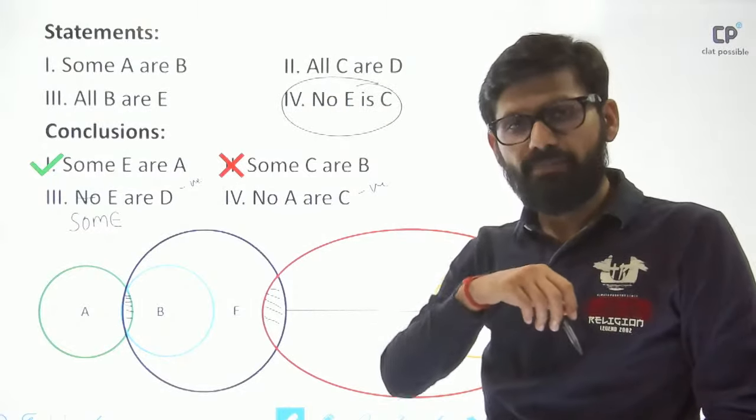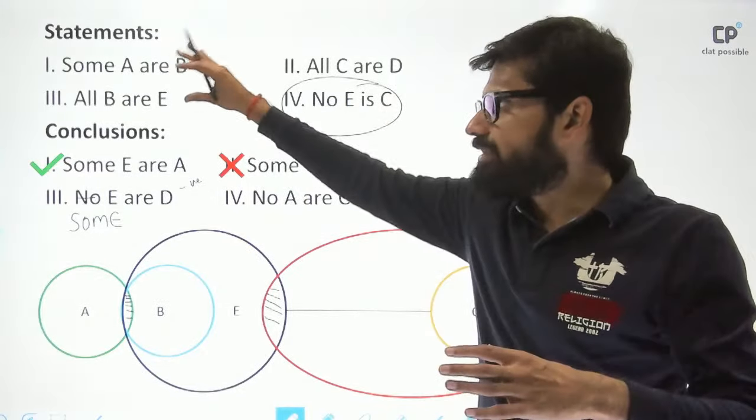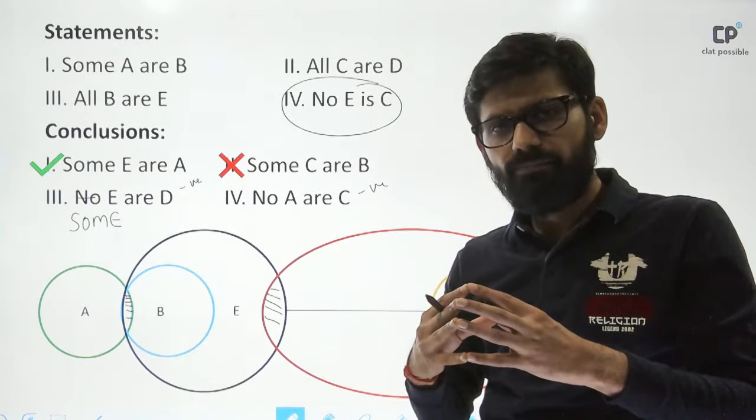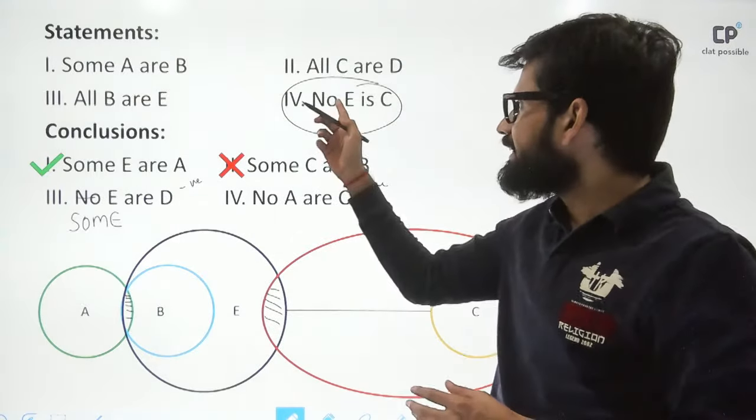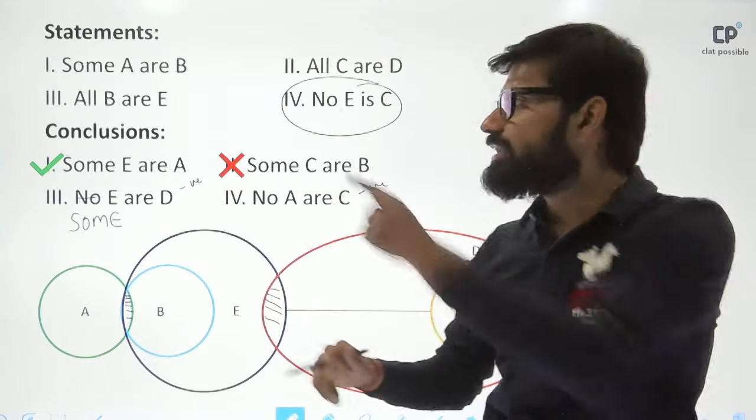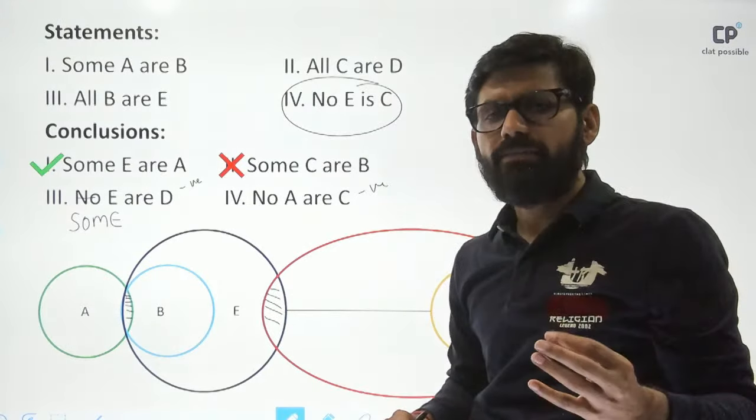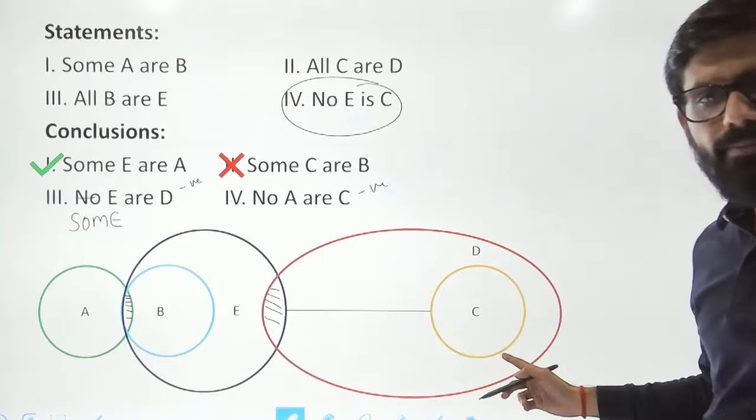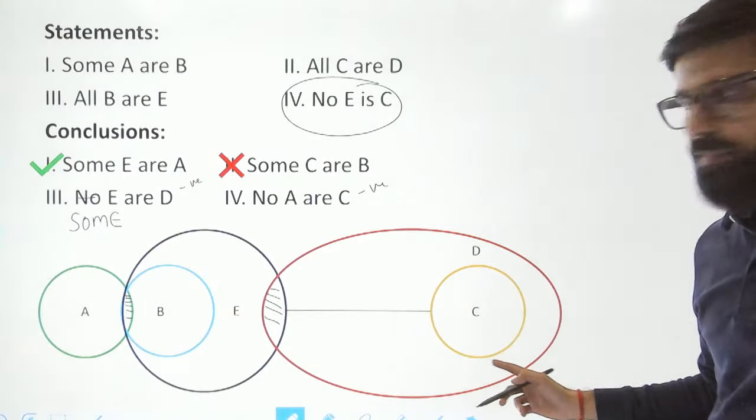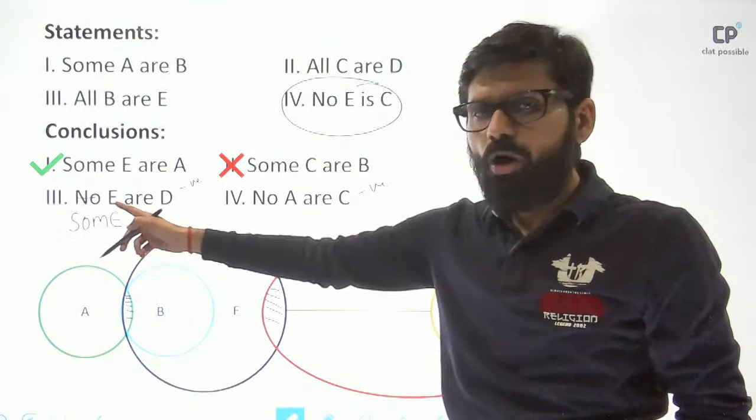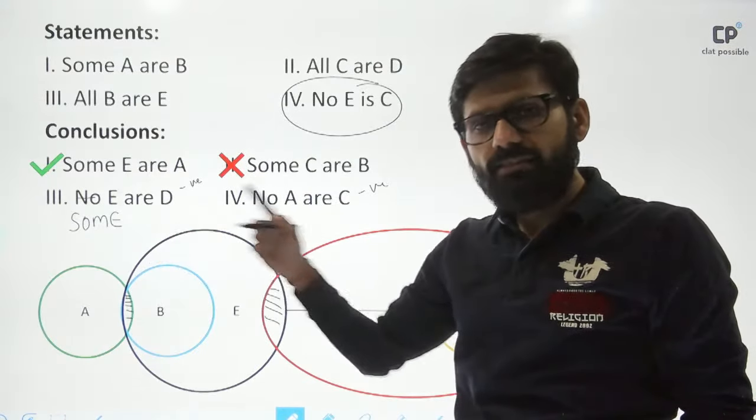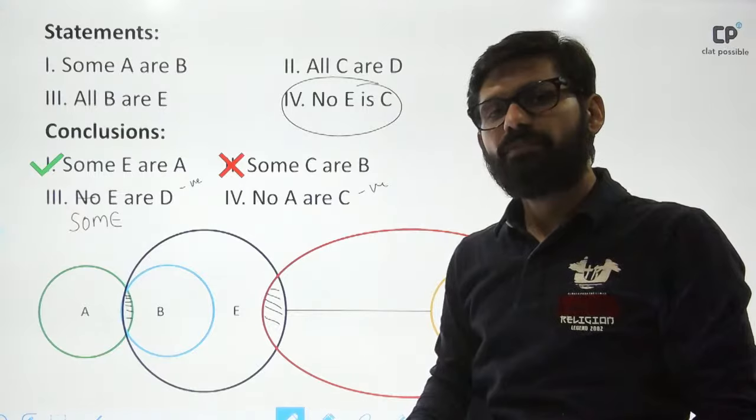Right? The cause of concern usually is the negative statement. So the negative statements work as conditions. Here the condition is that E and C should not overlap, because we have taken these four statements as true. So look, E and C do not overlap. So what we are saying is the opposite of no E are D, some E are D, is possible.